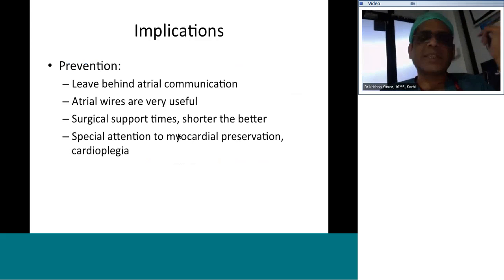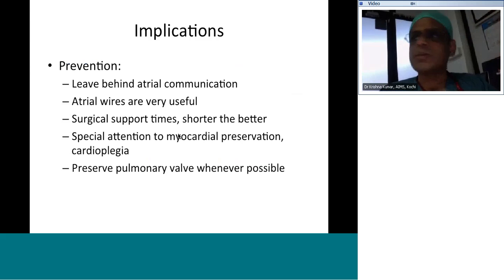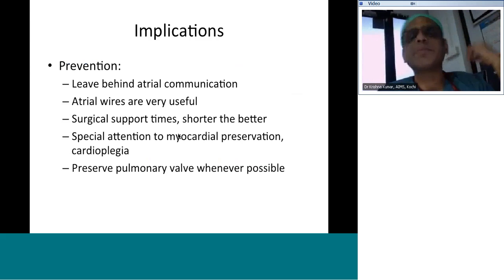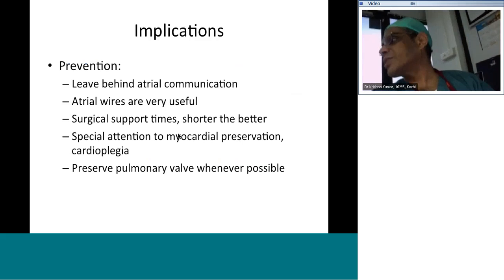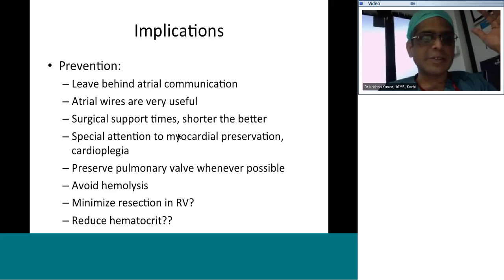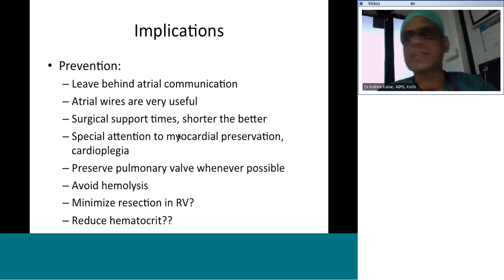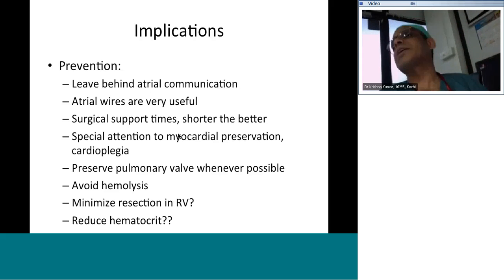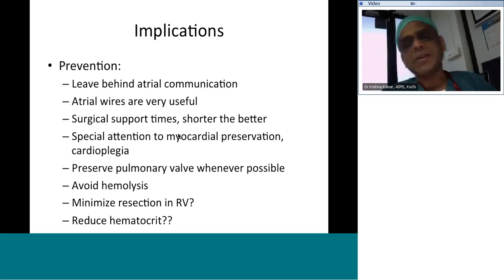Special attention to myocardial preservation and cardioplegia. Preserve the pulmonary valve whenever possible, and we've again seen the ones where we come up with no PR, just fly through the ICU. Avoid hemolysis. Very, very important. If you have hemolysis, the incidence of low output state is very, very high. Minimize RV resection, and that's again a trend to minimize. People don't cut the moderator band these days. There's much less resection that happens today than used to happen some time ago. And then maybe a lower hematocrit may help, but we don't have data on that.